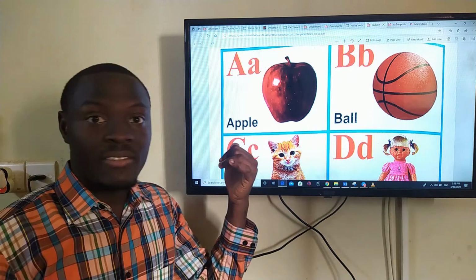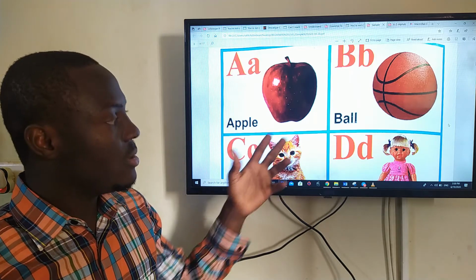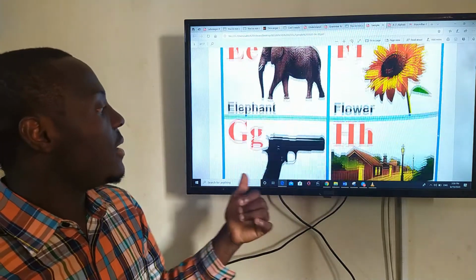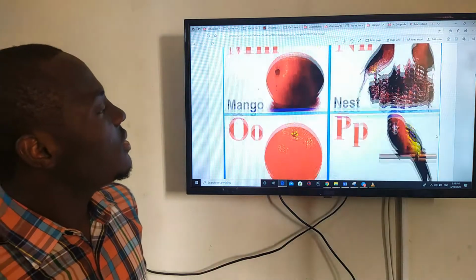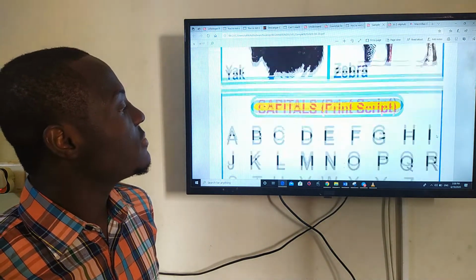You can also observe how we pronounce apple. So A for apple, B for ball, C for cat, D for dog, elephant, flower, gun, house, and so on and so forth. Now let's move on to the next page and see what we have.